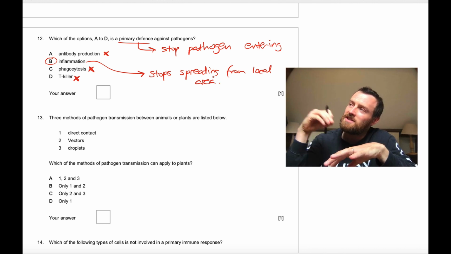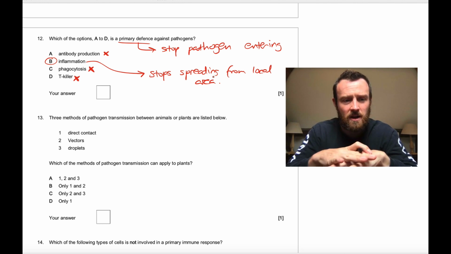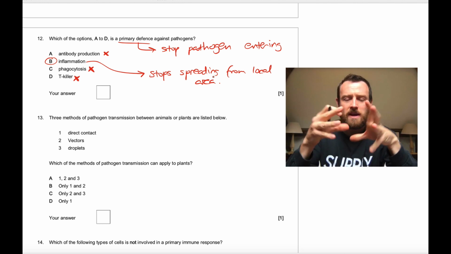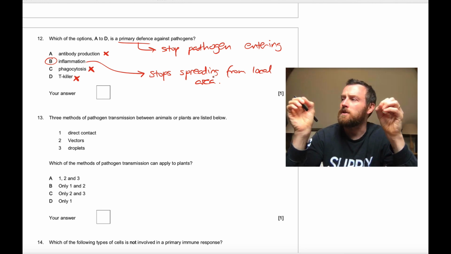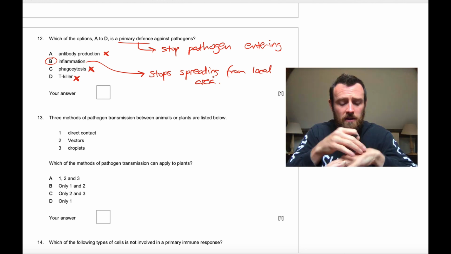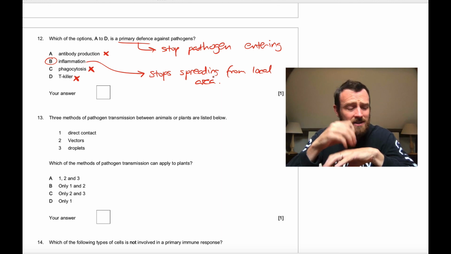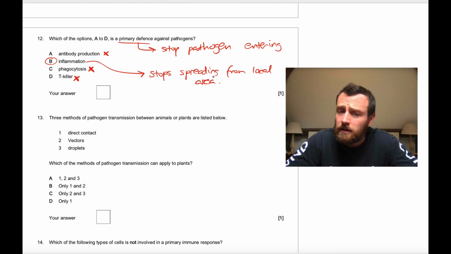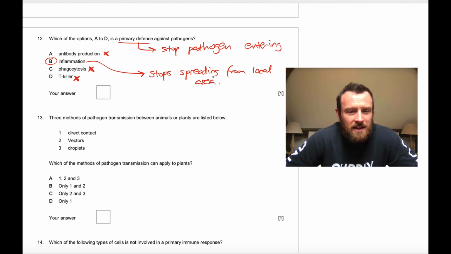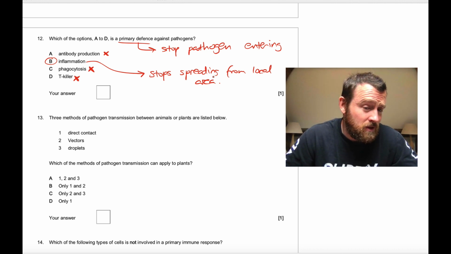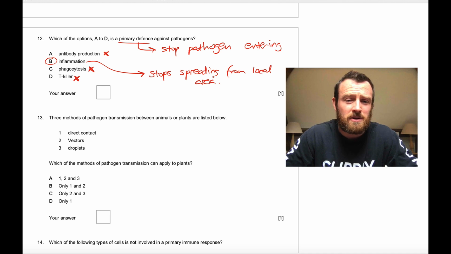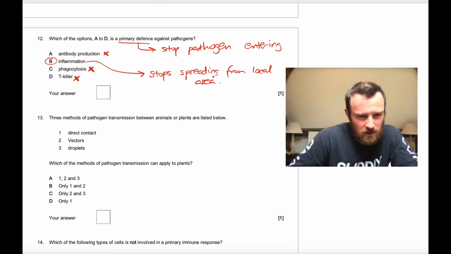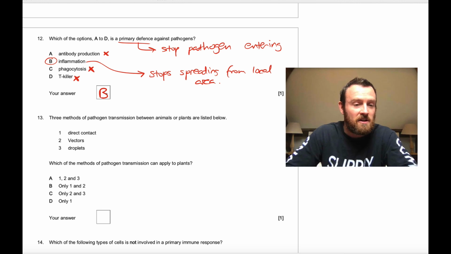So it tries to stop the spread of the pathogen from the cut, and it does that by making the blood vessels leak, so that fluid traps the bacteria in that area and doesn't allow it to flow away. You have blood clotting responses. You have neutrophils moving out of the capillaries to target the area. So it bugs me because I feel like it hasn't stopped the pathogen entering the body. But I guess in terms of the definition that the textbook and the syllabus use, it is a primary defense because it stops it spreading from a localized area. So that's the answer. I don't really like it that much, but that is the answer the exam board wants.